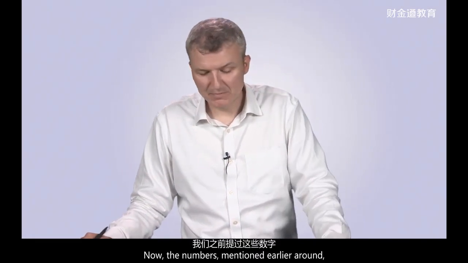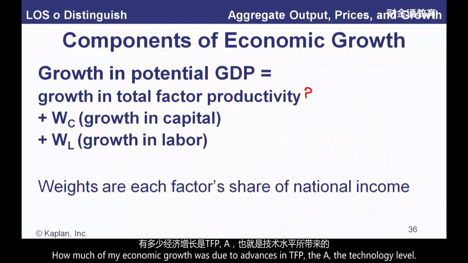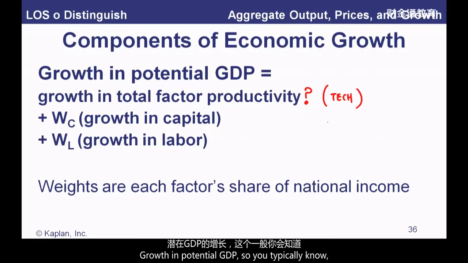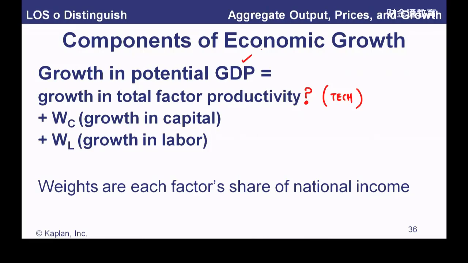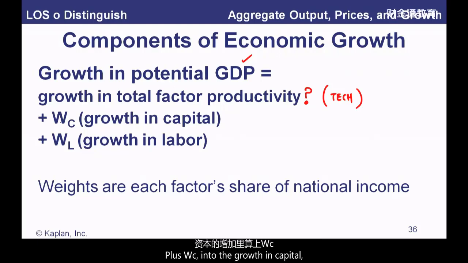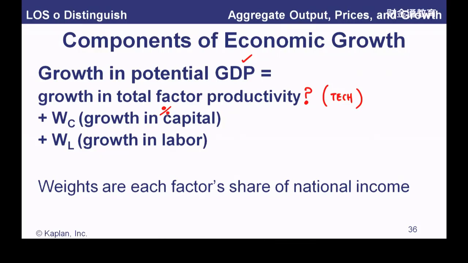Now, the numbers mentioned earlier on, it's quite nice to be able to find out how much of my economic growth was due to advances in TFP, the A, the technology level. Well, here's a nice little formula. Growth in potential GDP, which we typically know, can be calculated as the growth in TFP, which we're trying to find out, plus WC times the growth in capital. Growth in capital is typically given to us just as a percentage.